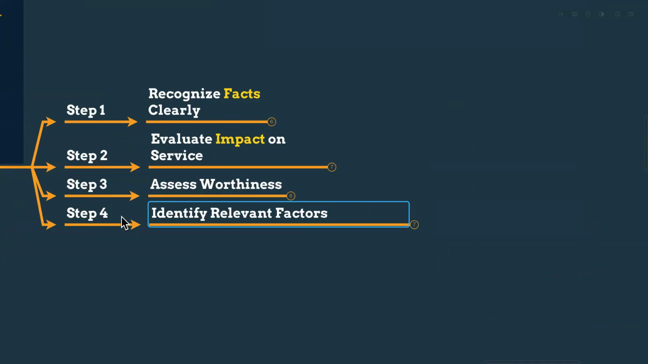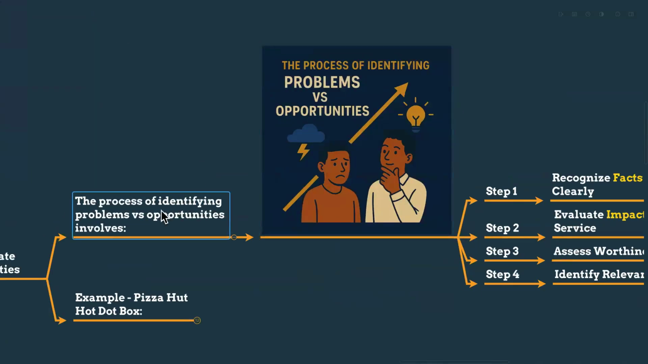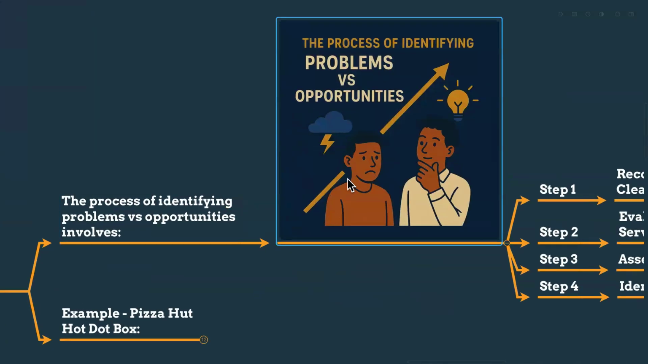So the solution is they created special heat retaining boxes that keep the pizzas hot for 45 minutes, so perfect for the Colombo traffic jams, right? So they turned a problem into an opportunity and it became very successful, right? So that's what, my dears, there are people who see this as a problem, but other people see that this is an opportunity also.